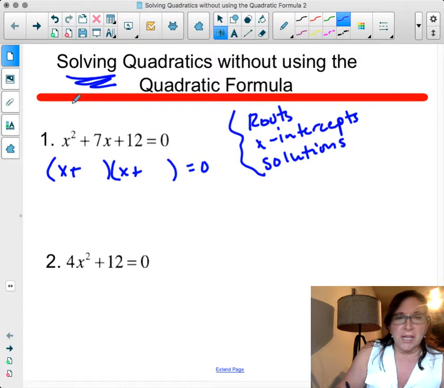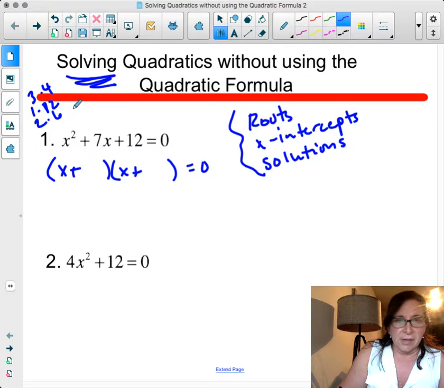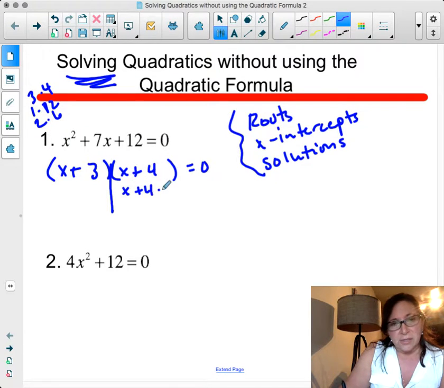But to make 12, you're either going to go 1 times 12, 2 times 6, or 3 times 4. So looks like 3 times 4 will add up to be 7. So we're going to say x plus 3 and x plus 4. We're going to split that down the middle. You need to set both sides equal to 0 because there's two parentheses.